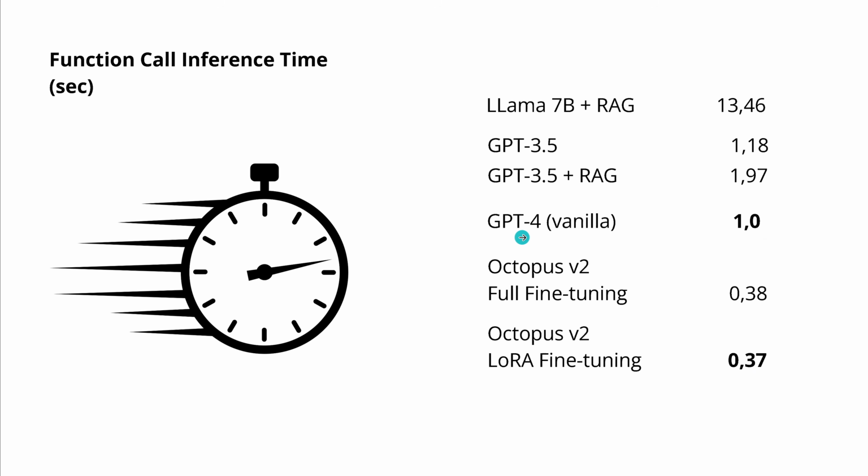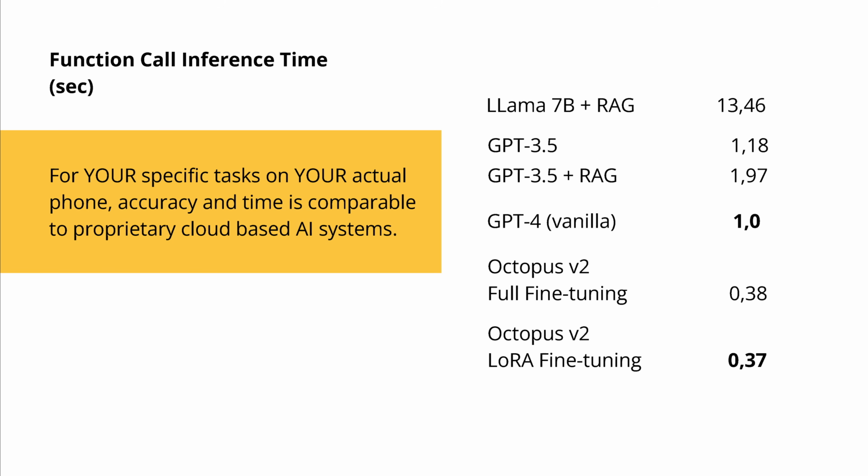But I think for GPT-4, it is quite fast if you think about this. So whatever GPT-4 is doing in the cloud, my goodness, these are also amazing cloud results. Great. So there you have it. You have the accuracy and you have even a better inference time if you have your LLM on your phone. So this means for this very narrow corridor of your task that you do every day on your phone, for your specific task, the accuracy and the time is absolutely comparable and maybe a touch better than any proprietary cloud-based AI systems that you can buy.